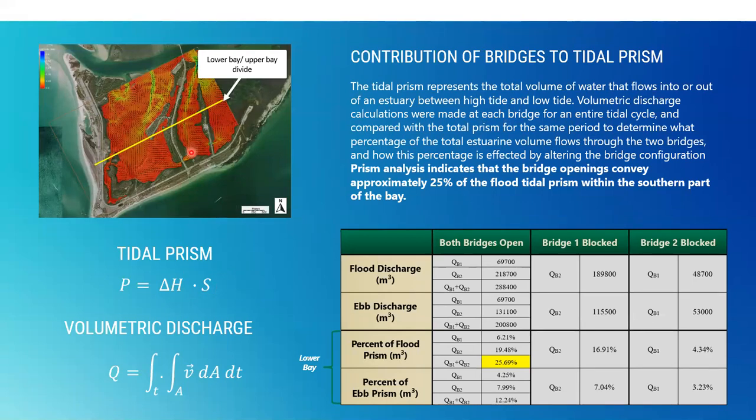But you can also calculate the discharge at these 2 bridge openings, which you see in this equation here. And when you compare the discharge at these bridge openings with the tidal prism, you can start to get a sense for how these 2 bridges are contributing to the overall circulation pattern in the southern portion of the bay here. When we did this for this lower portion of the bay, we found that about 25% of the flood tidal prism during a tidal cycle is conveyed through those 2 bridges. That's a pretty significant finding. What that tells us is that these 2 bridges are playing a very major role in circulating water in this southern portion of the bay.